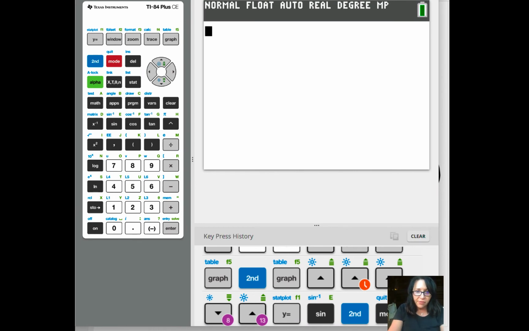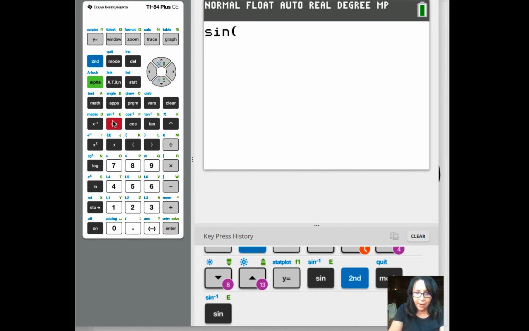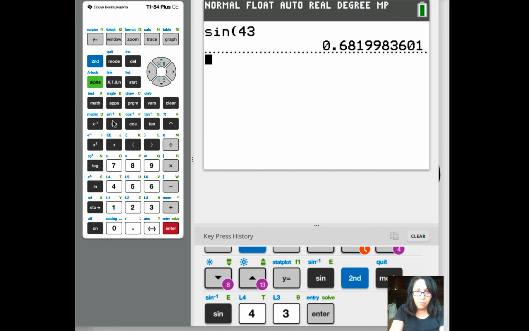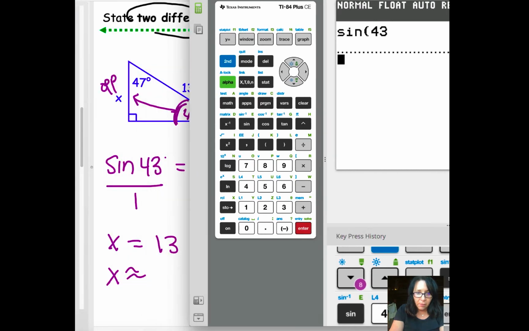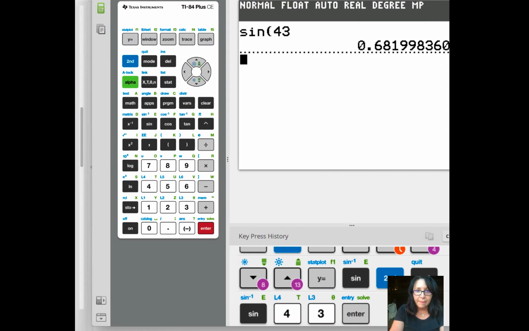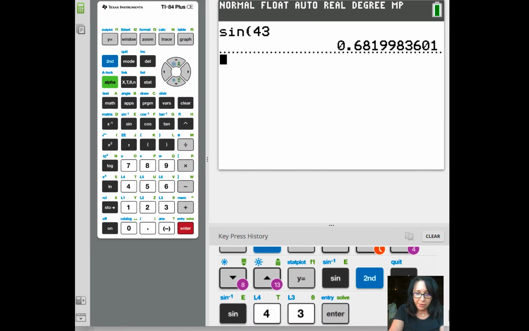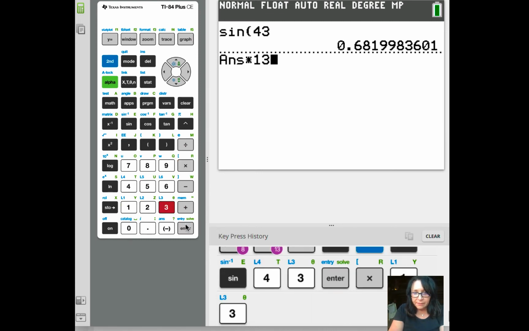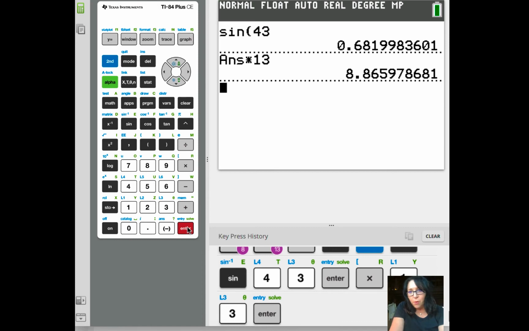And so that sine of 43, I can show you on the calculator. Let's find sine of 43. So let's go sine of 43 equals, and then I'm going to multiply that by 13. So I'm going to go times, and then 13 equals. So I get 8.86, so that's about 8.9.